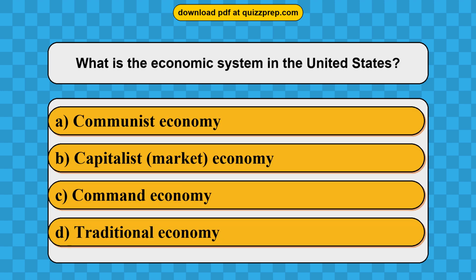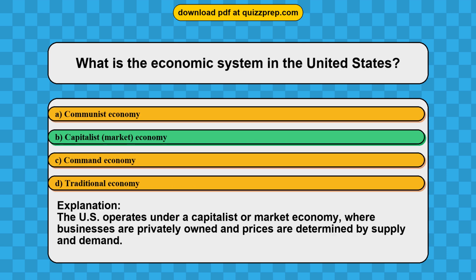Question 56. What is the economic system in the United States? Option A. Communist economy. Option B. Capitalist, market economy. Option C. Command economy. Option D. Traditional economy. The correct answer is option B. Capitalist, market economy. The U.S. operates under a capitalist or market economy, where businesses are privately owned and prices are determined by supply and demand.